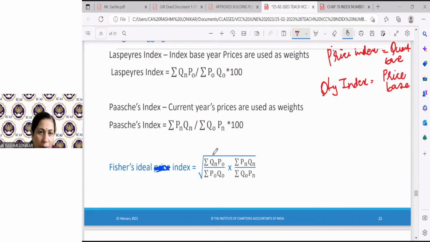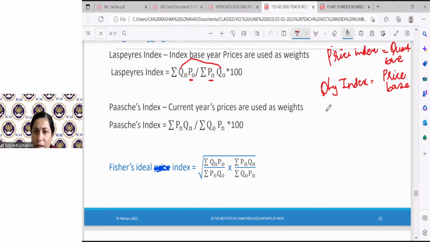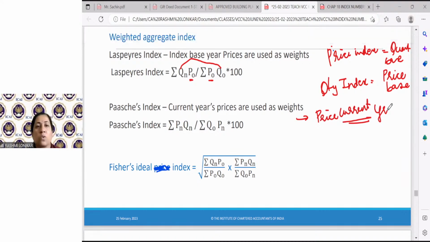Okay, so can you appreciate this? Here you have P0 and P0. Earlier we had Q0, Q0. Here now the quantities are changing. Can you see? Now the quantities are changing. The base year price is going to be used. In Paasche, again the same thing. Here the quantity base year was taken, and in quantity index, the price of the base year was taken. Here what happens in Paasche? Price of the current year is taken as weight. Okay. So this is what we are talking about, the quantity index.